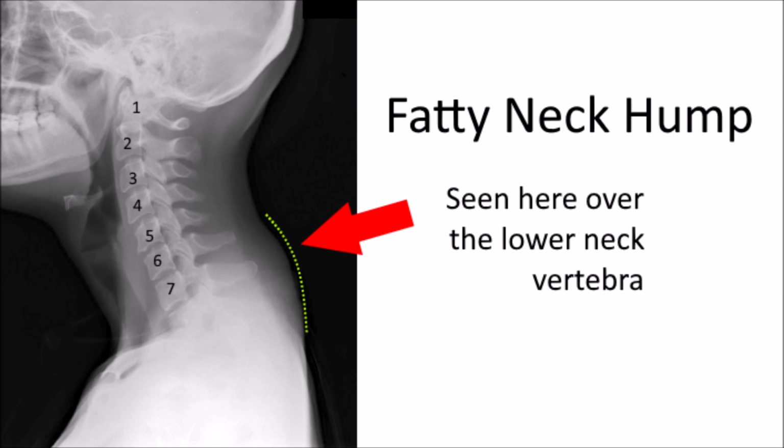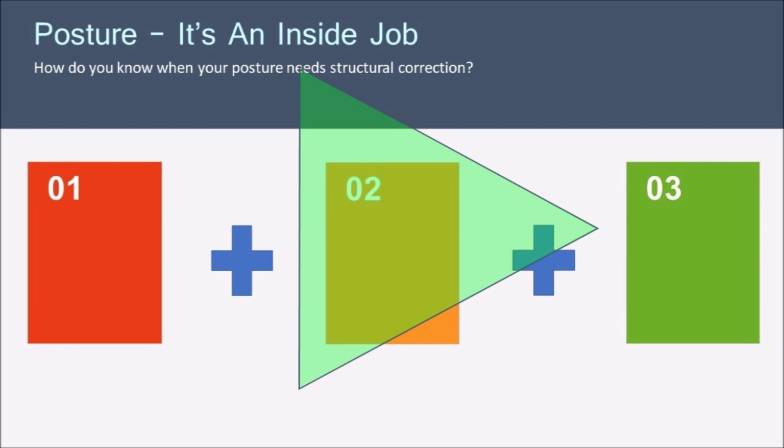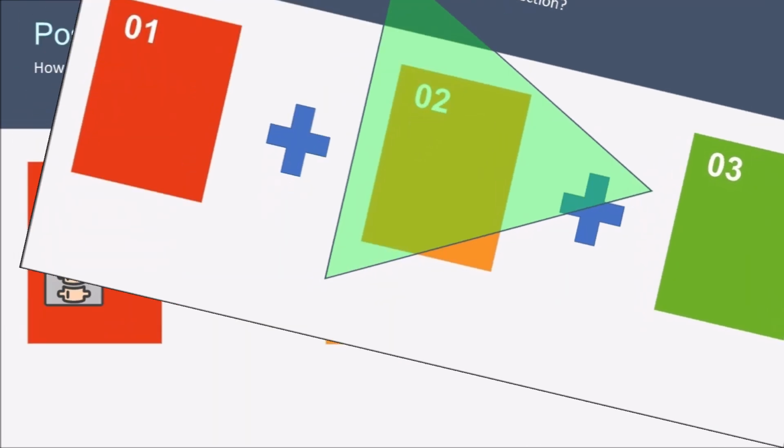So we spend a lot of time looking at the outside of the body and trying to diagnose our posture problems. But posture is an inside job. If we want to correct our outer posture, we need to address the structural alignment of the inner spine. And to do that, we need to know what our spine looks like. And for that, we need to have an x-ray. Without a doubt, your chiropractor is the expert for taking spinal x-rays to measure alignment and posture.